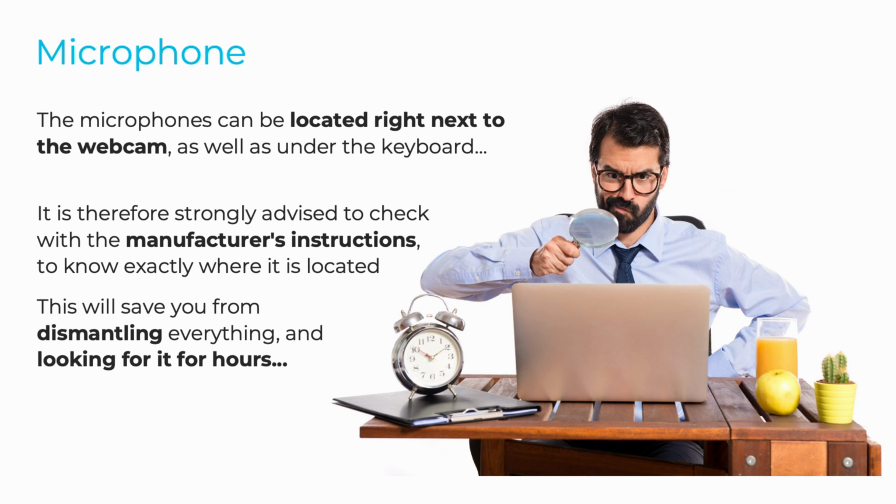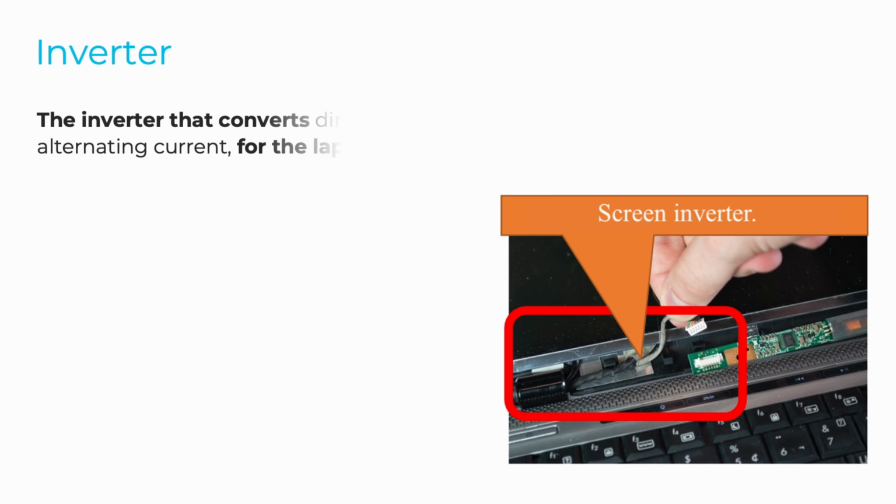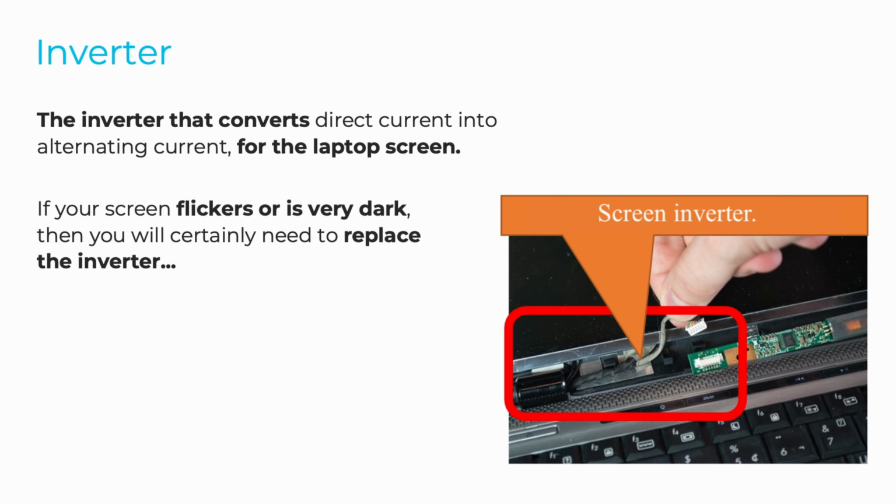The penultimate device which we will see is the inverter. The inverter converts direct current into alternating current for the laptop screen. This board is usually located below the screen. If your screen flickers or is very dark, then you will certainly need to replace the inverter.